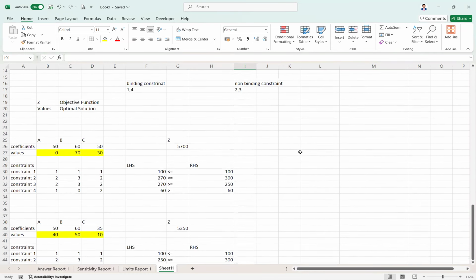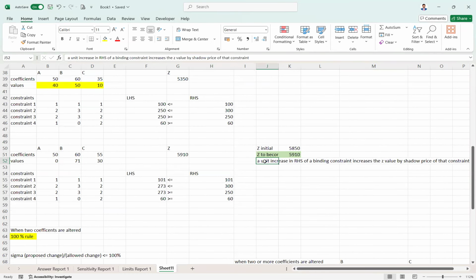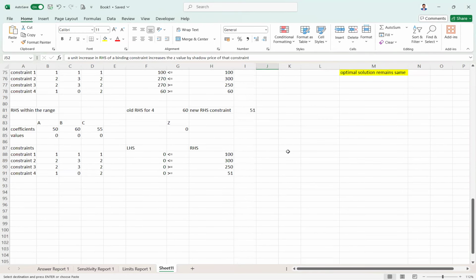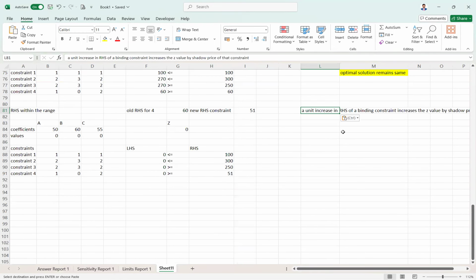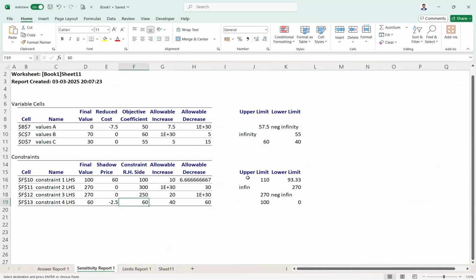So what is our learning? Let's paste it again. We have learned a unit increase in RHS of a binding constraint increases the Z value by the shadow price of that constraint. Instead of increase, replace it with decrease. A unit decrease in RHS of a binding constraint decreases the Z value by the shadow price of that constraint. Before that, we have to check if it is within the limits. It should be within the limit.